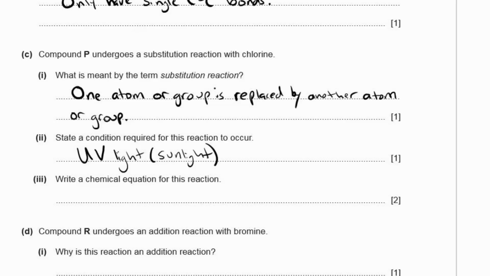Okay, so write a chemical equation for this reaction. Okay, so chemical P, that is C2H6 plus chlorine, as it said. Cl2 is chlorine gas. Produces C2H5Cl plus HCl. And if you notice, one of the chlorines has swapped with one of the hydrogens. And that's it, it's been substituted.